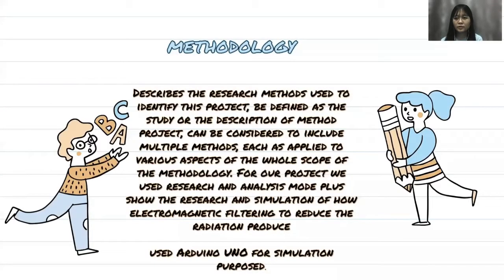Hi, my name is Chong Shin Ning, matrix number CE190008. So I'm going to explain the methodology for our group project. As we know, methodology is to describe the research method used for the project.